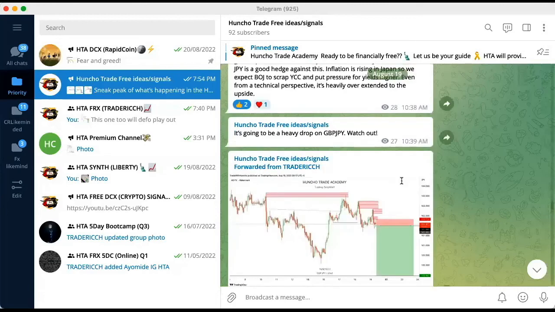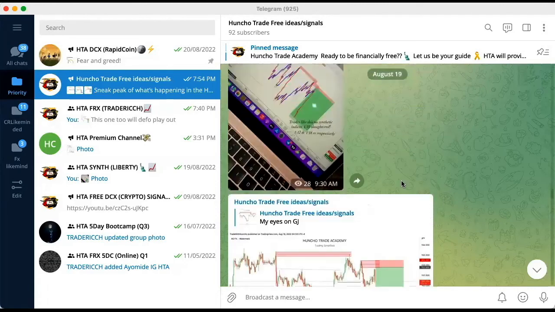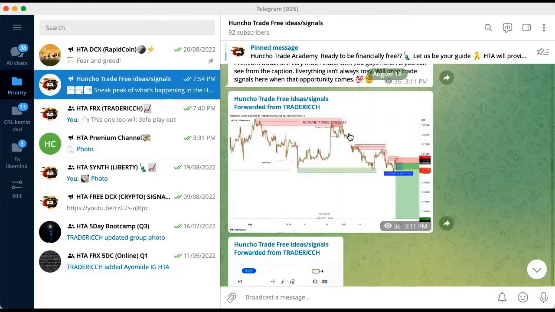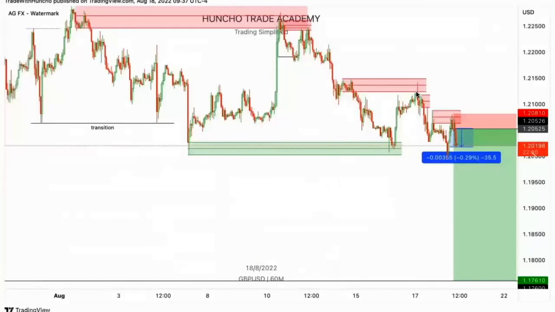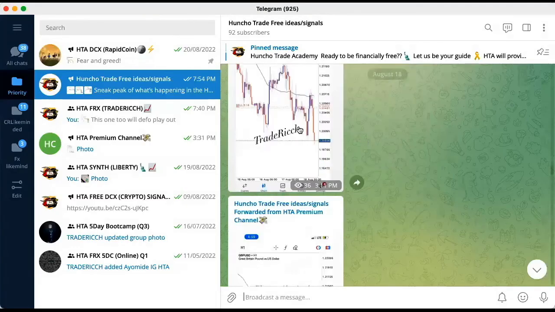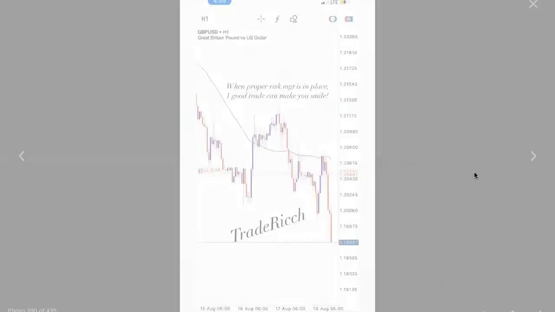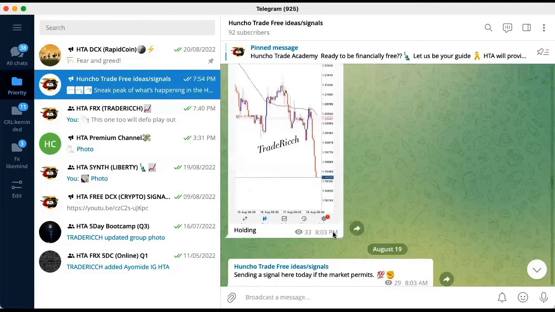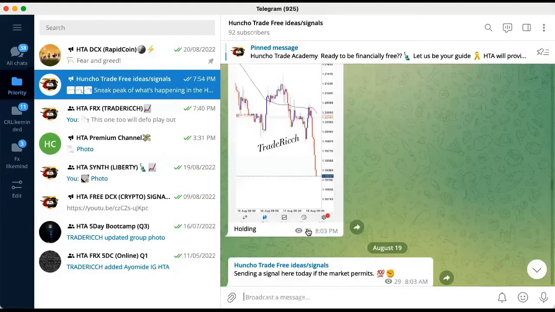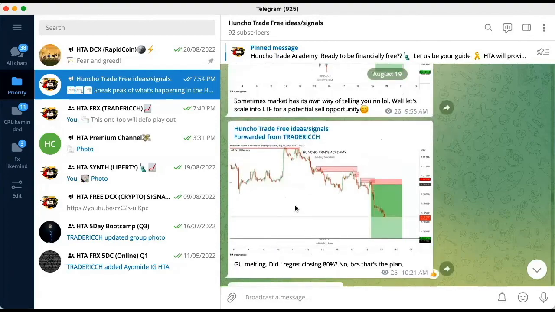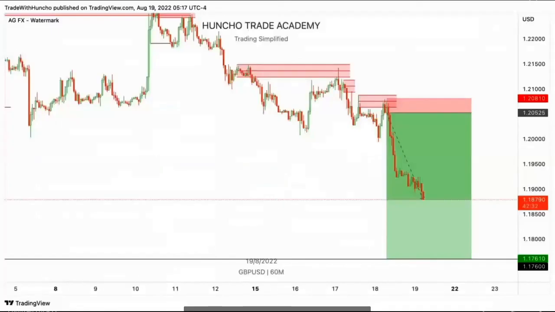So I shared the trade idea with the free Telegram community. Yeah, here it is. You can see GBP USD. This is the trade update. And you can see here, I asked the community, did I regret closing 80% volume of this trade? I said no, because that's the plan. So you have to plan the trade and trade the plan.